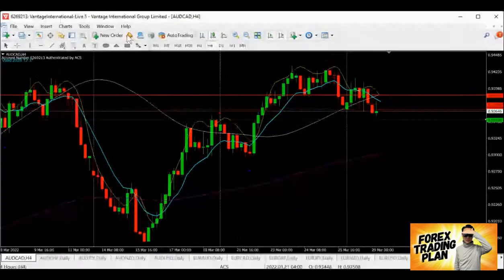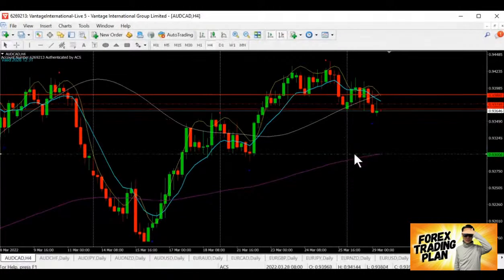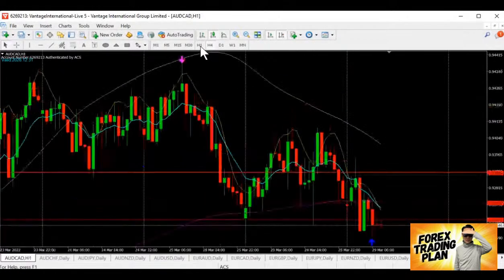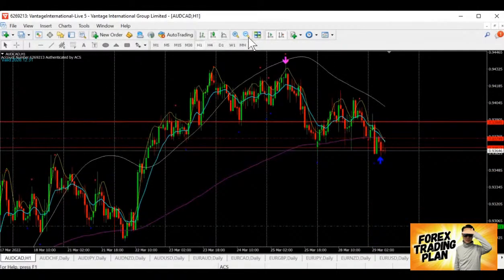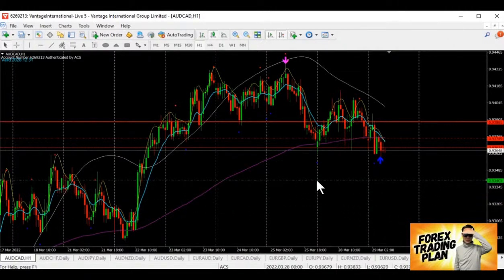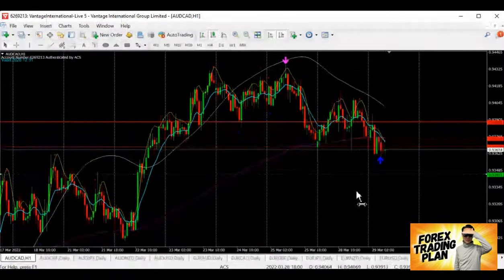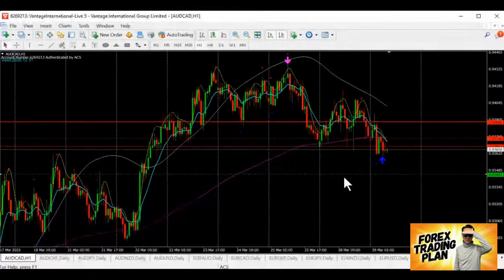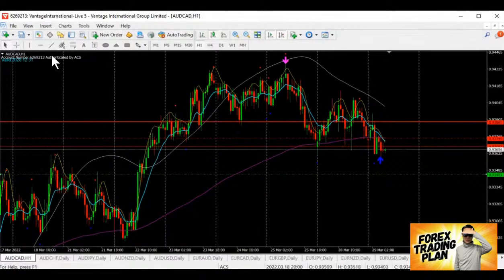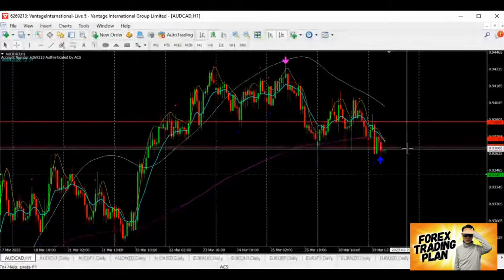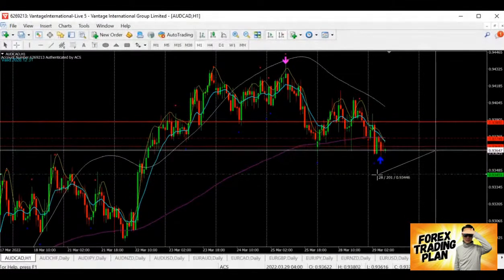So tentatively, by looking at this, I'm looking for a selling. That's a very nice one. Today we have Aussie CAD moving for a selling, so I'm going to go for a sell today in Aussie CAD. Looking at the space availability here, I have about 20 pips from the current price.